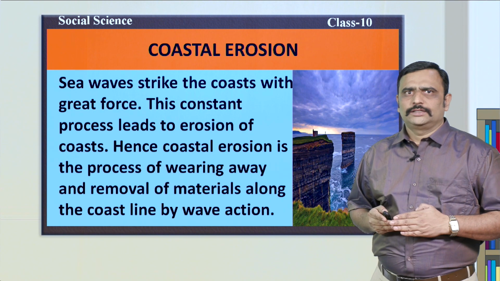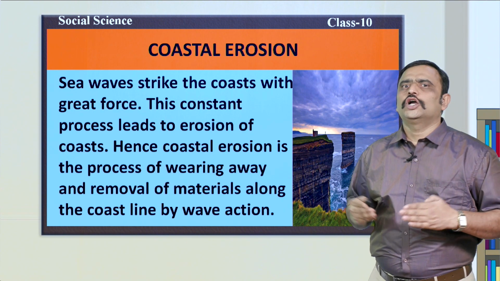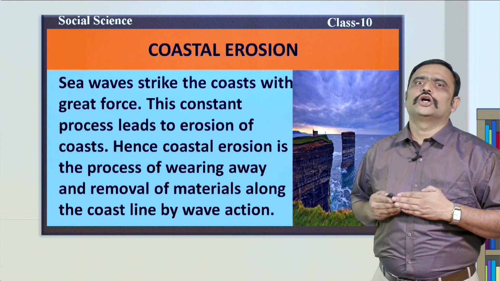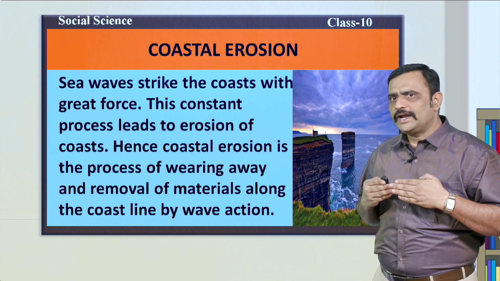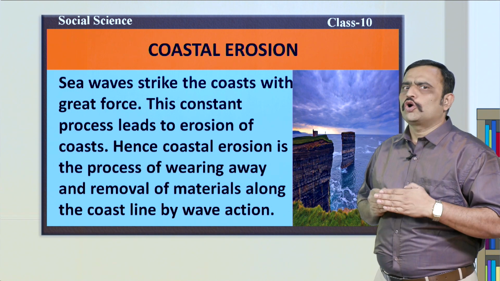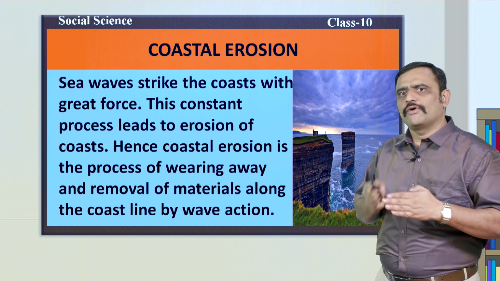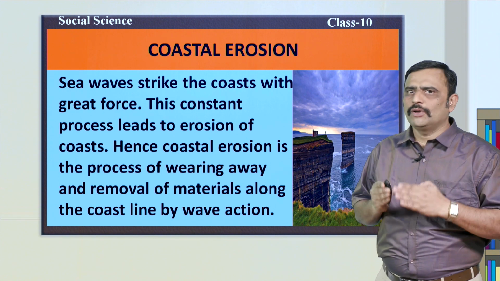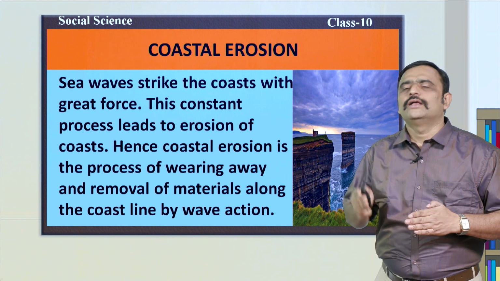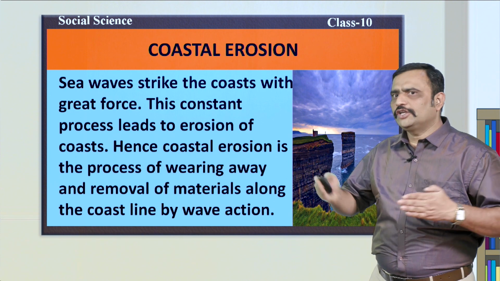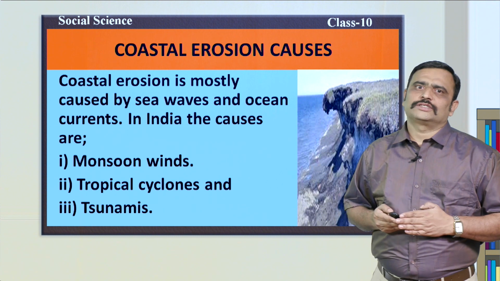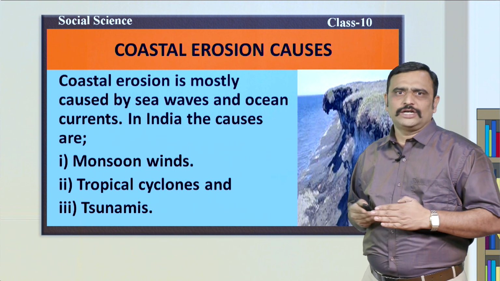Another important natural disaster is coastal erosion. Sea waves continuously strike the coasts with great force, which leads to coastal erosion. Coastal erosion is the process of wearing away and removal of materials along the coastline by wave action. It is a continuous process. Coastal erosion is mostly caused by sea waves and ocean currents.